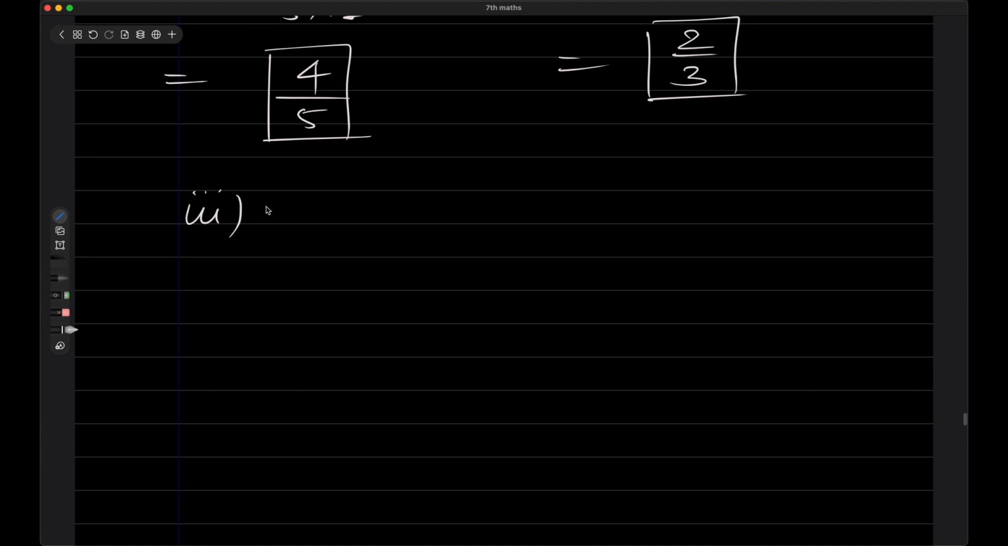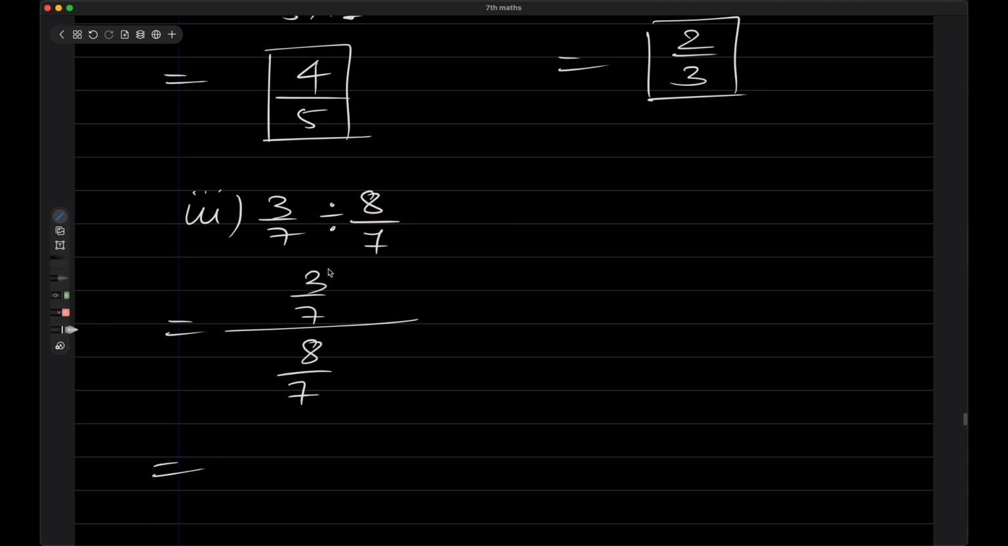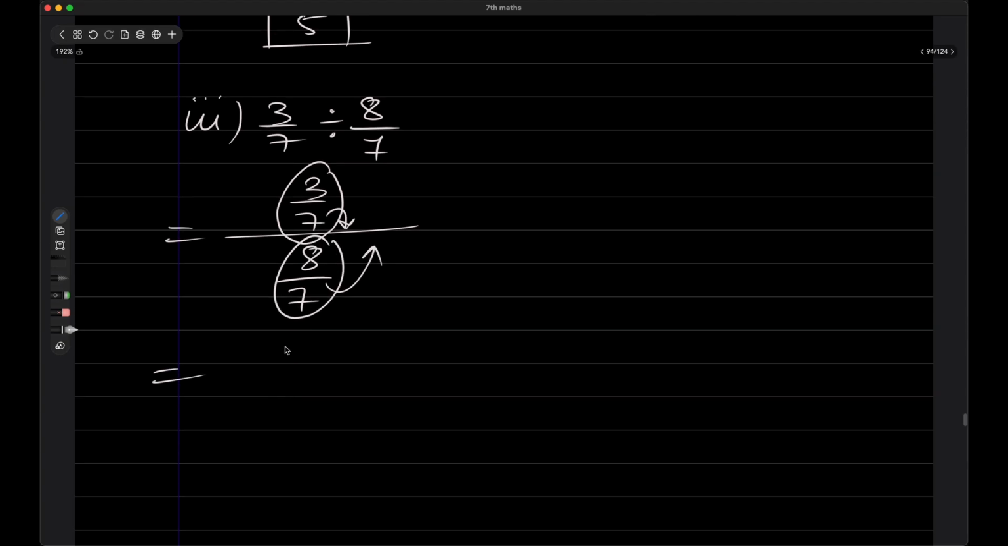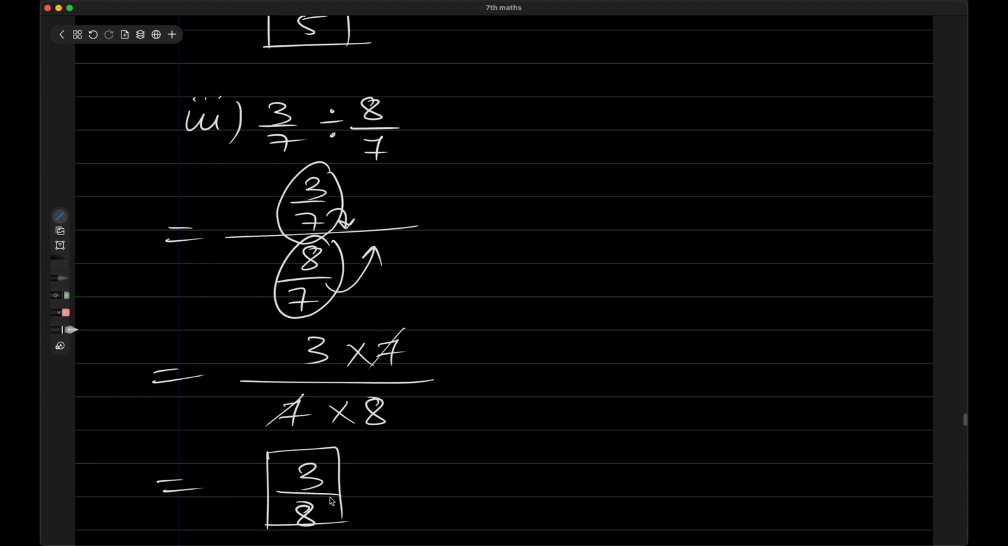Third, 3 by 7 divided by 8 by 7. Write left side above the division sign and right side below the division sign. Now for all the fractions, send the denominator to the opposite side. Seven will get cancelled, that is 3 by 8 is the answer.